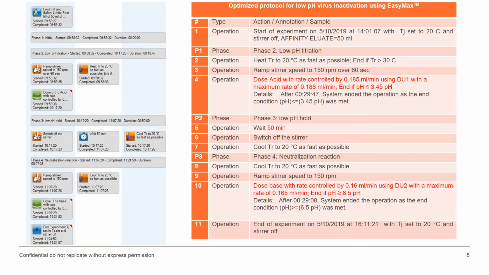pH addition, where citric acid is added to reach the low pH endpoint. Once the low pH endpoint is confirmed, you go into the pH hold, which is dialed in as 50 minutes in this case. And at the end of that low pH hold, you move into stage 4 of the neutralization, where base is added to raise the pH to 6.5.